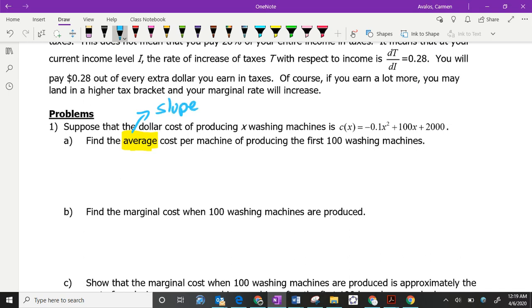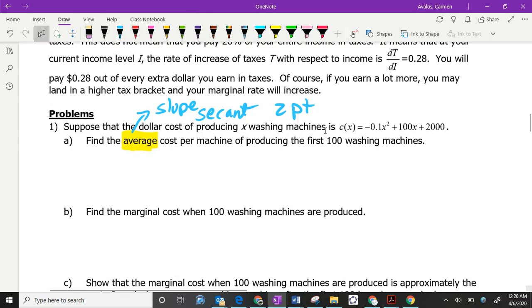Now, how accurate is that? It's not very accurate, but that's what they're asking us when they say the average. Okay, so how do I calculate the average cost? In order for me to find the average cost, or the slope of the secant line, I know that I need 2 points. So where am I going to get those 2 points?